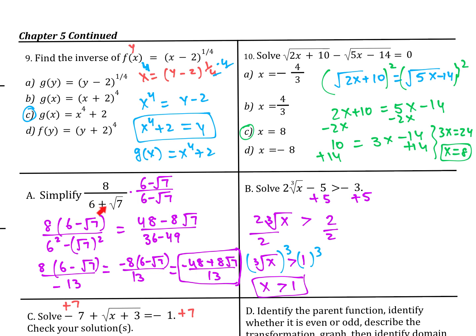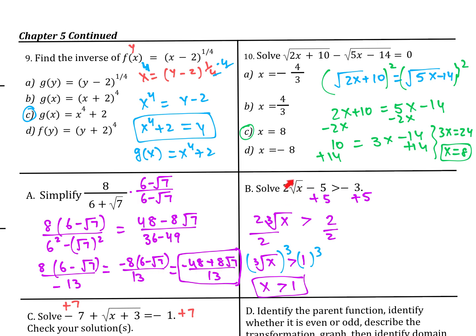Here we have (a plus b)(a minus b), which is a squared minus b squared. A squared is 36 minus 49. You got -13. Take the negative to the top expression. So you got -8 times 6 is -48. -8 times -square root 7 is positive 8 square root 7.